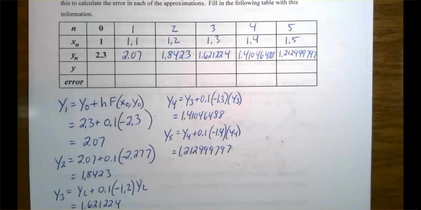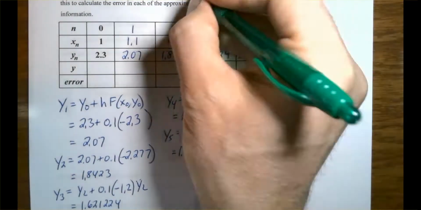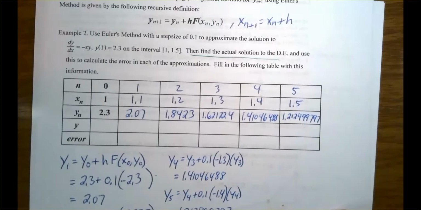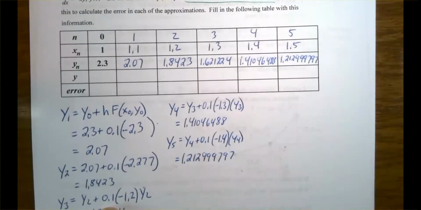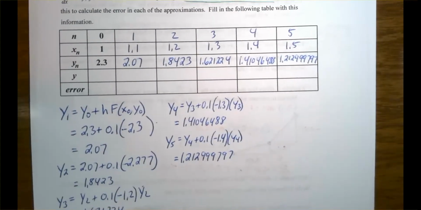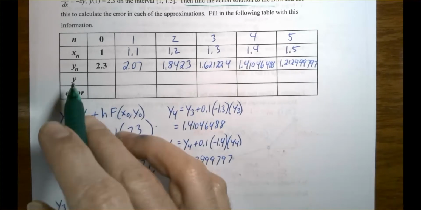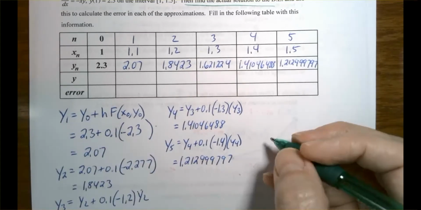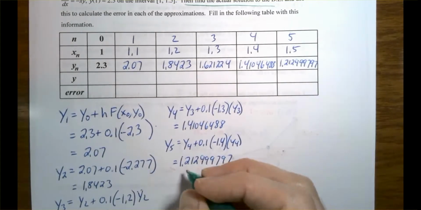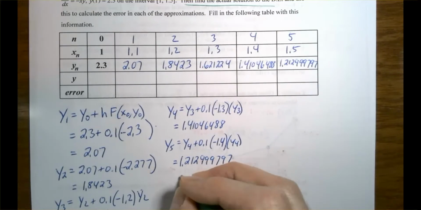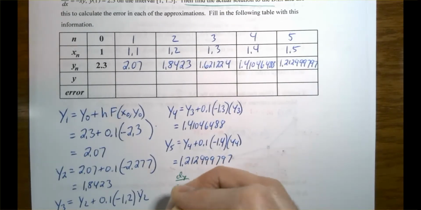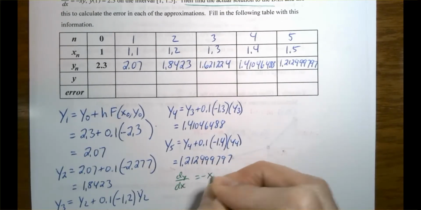Then it says to find the actual solution to the differential equation. Use it to calculate the error in each of the approximations. And again, it's not asking for relative error, just actual error here. So if I go back to the original differential equation, dy over dx was equal to negative xy.